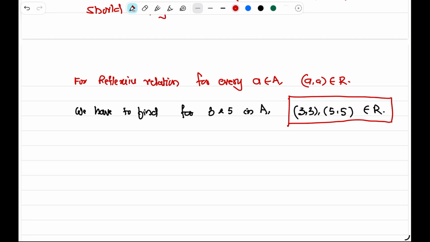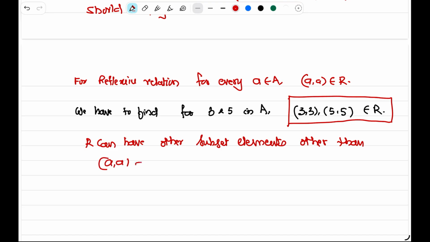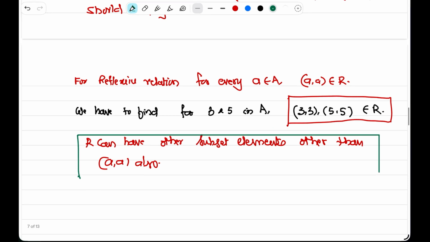It's not only belong. That means R can have other subset elements other than (a, a) also. It should be understood well, because the definition never says that it should only contain this. It should contain this.